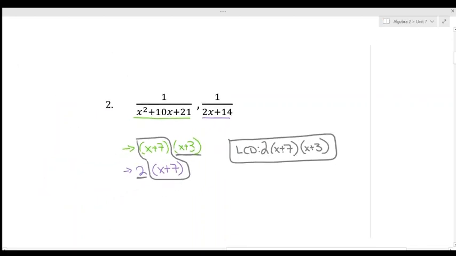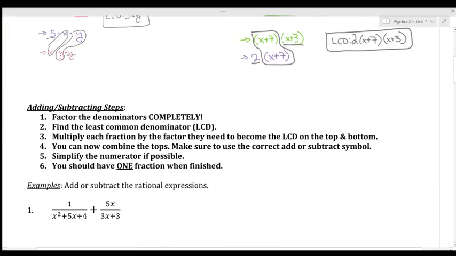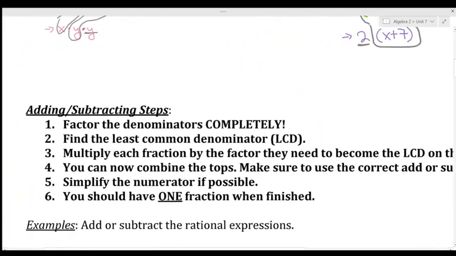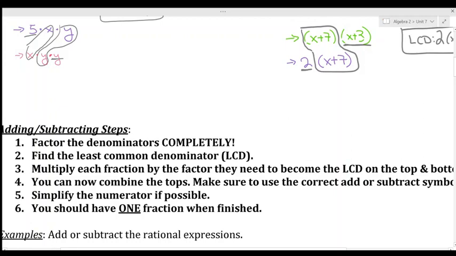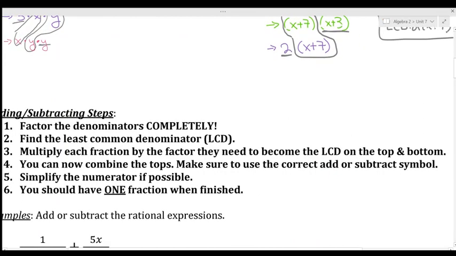All right, here we go. Now we're going to move on to actually adding and subtracting. So you're going to factor the denominators completely. Factor the bottoms completely. You're going to figure out the LCD. You're going to multiply each fraction by the factor they need to become the LCD on the top and on the bottom. You can now combine the tops, make sure to use the correct adding or subtracting symbol, simplify the numerator if possible, so combine like terms, and multiply or distribute if you need, and then you should only have one fraction when you're finished. If you have two, something went horribly wrong.